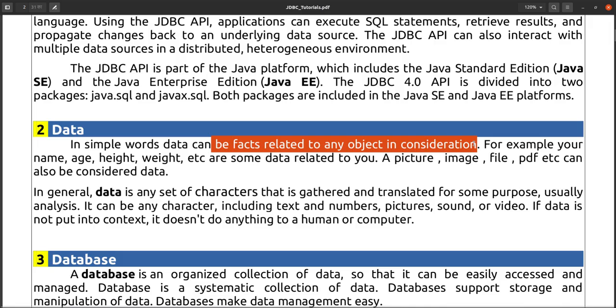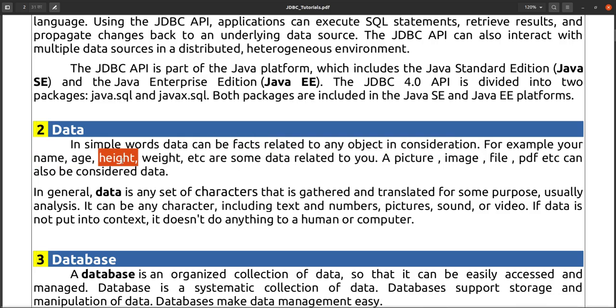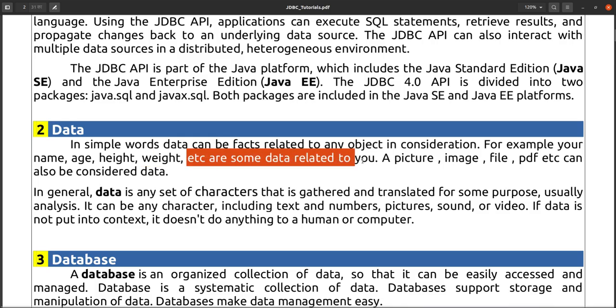For example, your name, age, height, width, weight, your mobile number, your email, your home address, any other detail, your Aadhaar number, your PAN number. Any such details are called data. These are some data related to you. A picture, image, file, or PDF can also be considered data.